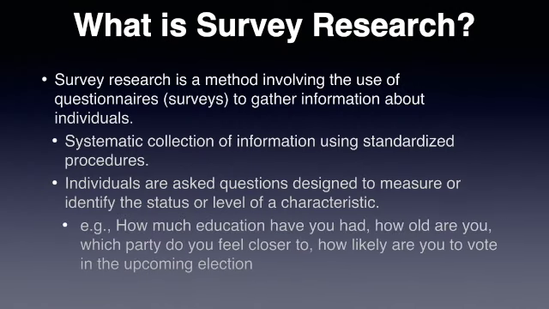Now, while some of the stuff can be observed, for example, education level or your age, other aspects can't. So what party do you feel closer to? How likely are you to vote in the upcoming election, and for who? Right? You can't know this from our behavior alone.